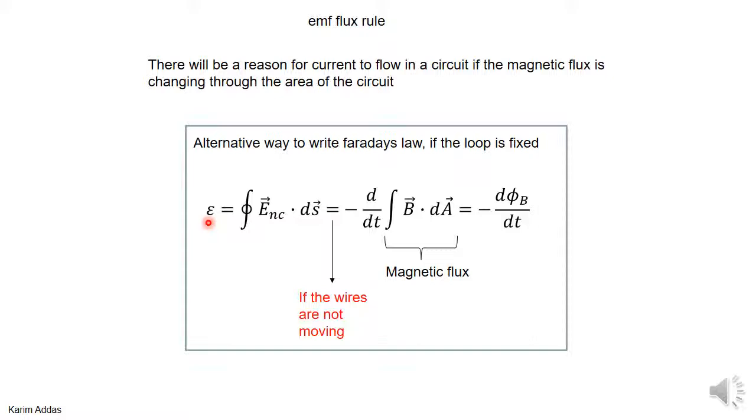That then gives us a relation called the EMF Flux Rule, which is the relationship between the EMF and the rate at which the magnetic flux changes with time. EMF is minus d phi by dt.